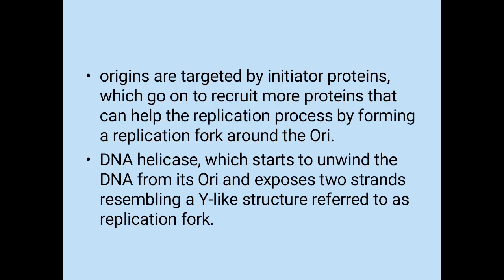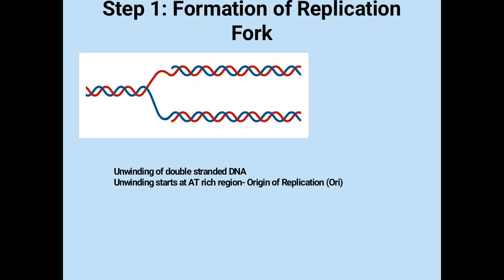Origins are targeted by initiator proteins, which go on to recruit more proteins that help the replication process by forming a replication fork around the initiation region, the ORI. DNA helicase is the enzyme which starts the unwinding of the DNA molecule from its ORI and exposes the two strands, resembling a Y structure referred to as the replication fork.